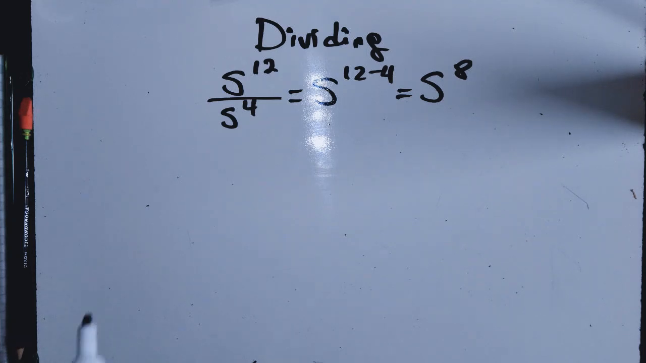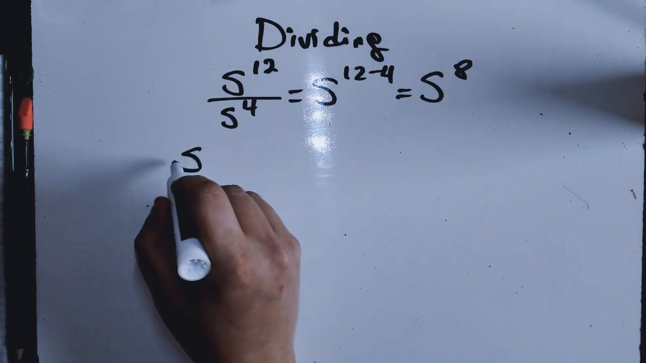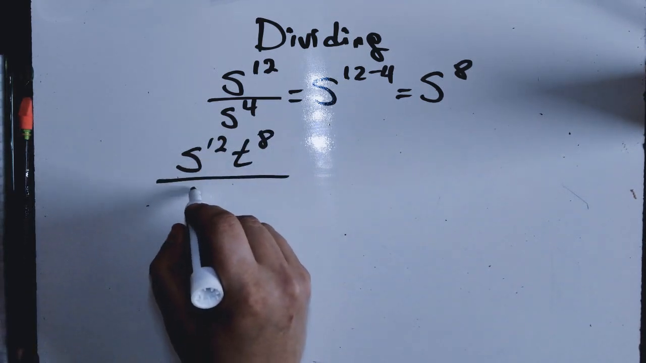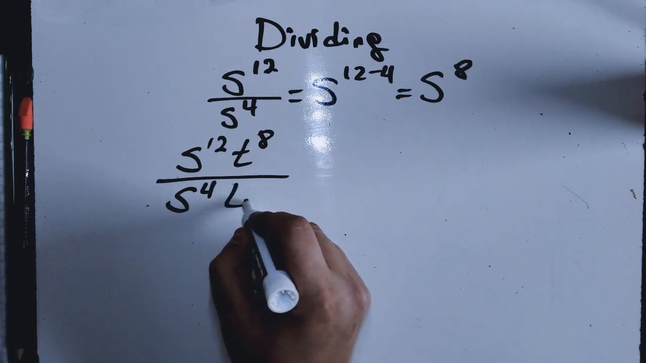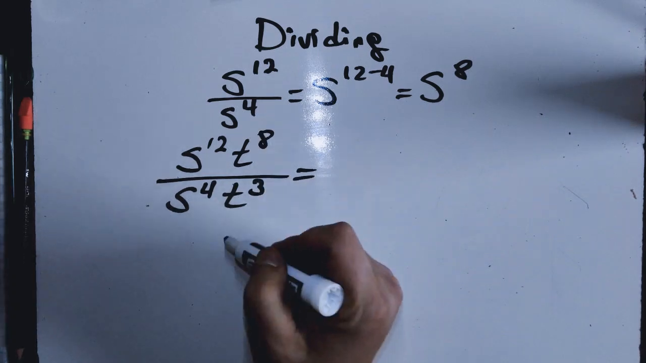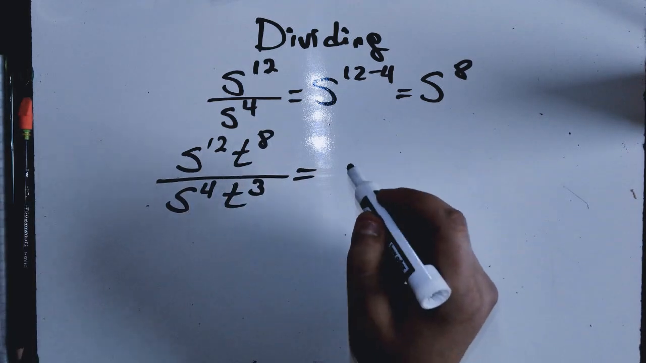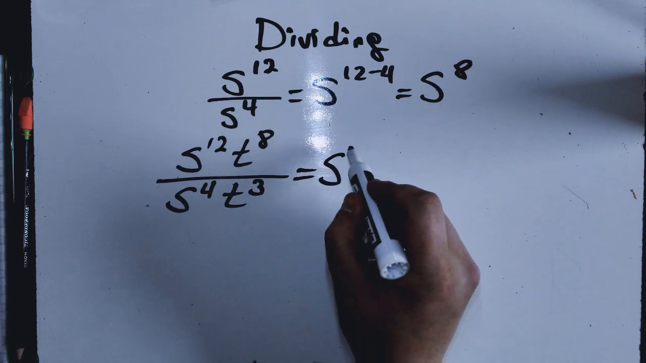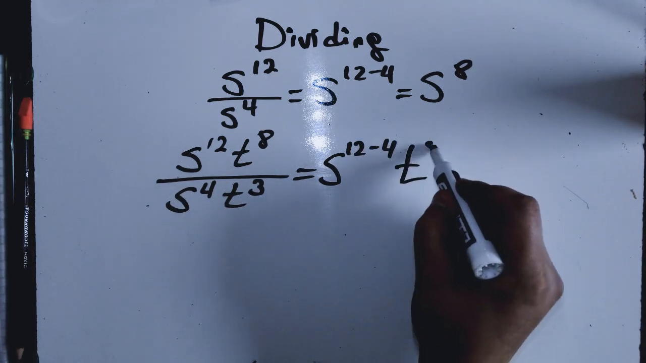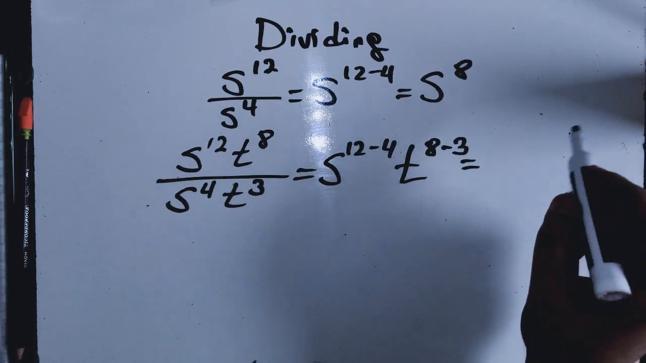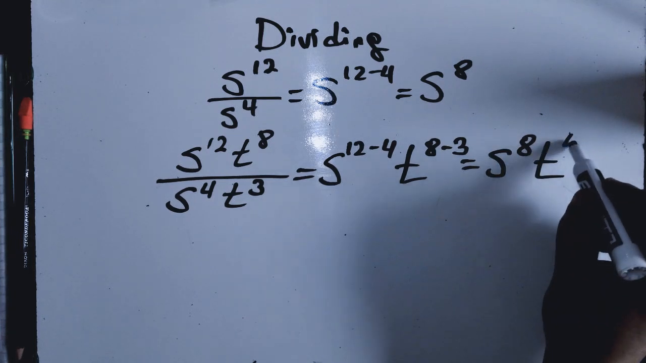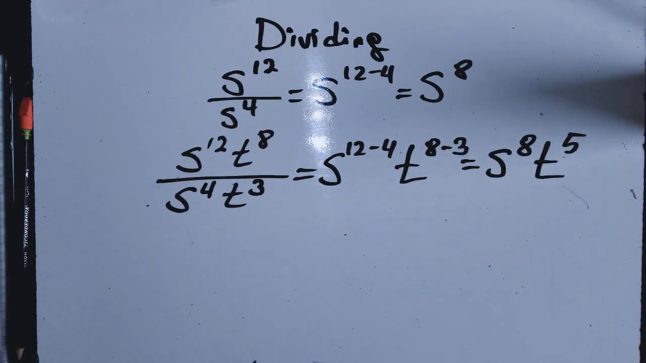What if I had multiple variables? s to the 12th power, t to the 8th, over s to the 4th and t to the 3rd. s's and t's. So s to the 12th over s to the 4th is going to be s to the 12th minus 4, while the t, 8 minus 3, which will end up being s to the 8th power times t to the 5th power.